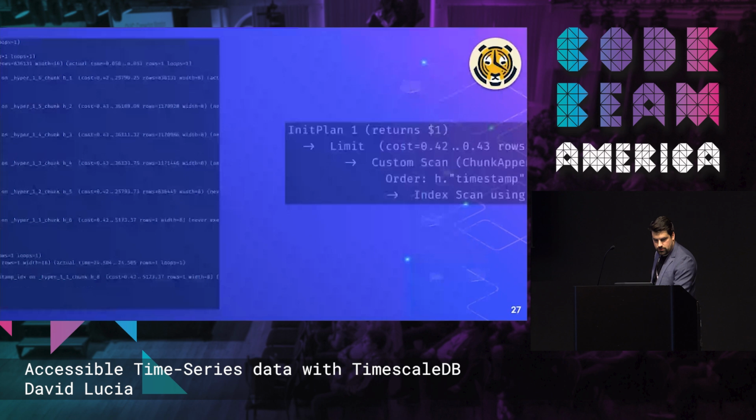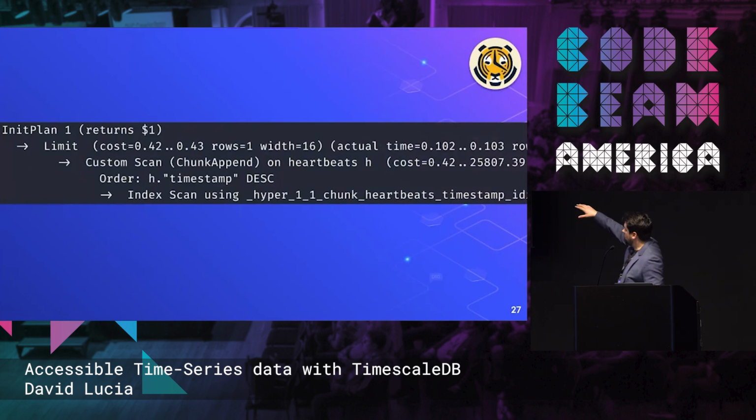And it used this chunk append custom scan, where it's going to be able to eliminate entire chunks of data because it can see that first and last time constraint on the chunk. And again, this is kind of like what enables all the interesting features. So you could also see on the bottom there, it did an index scan on the chunk that it found where the last value is going to be in, or possibly the first.